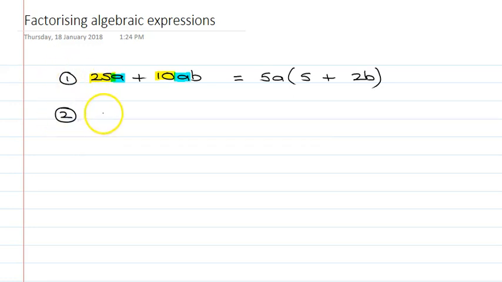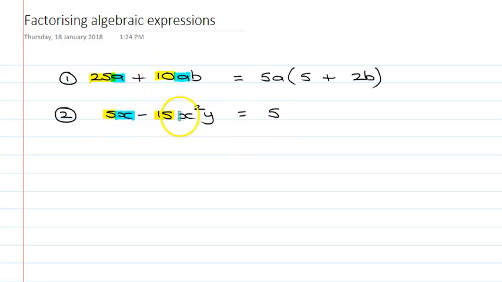Let's have a look at 5x minus 15x squared y. All right, so let's look at the numbers first of all. What's the highest common factor within those pronumerals? And don't forget, this is a negative 15. This whole term is negative. What's the highest common factor we can pull out? Well, it's 5 again.